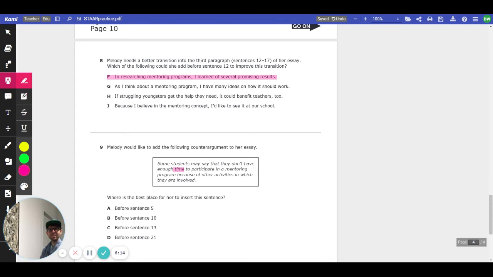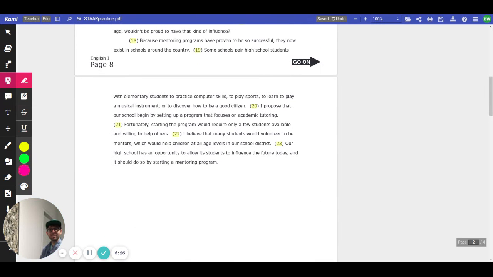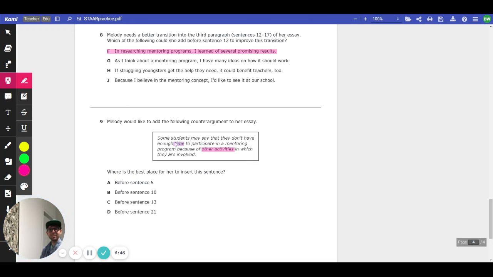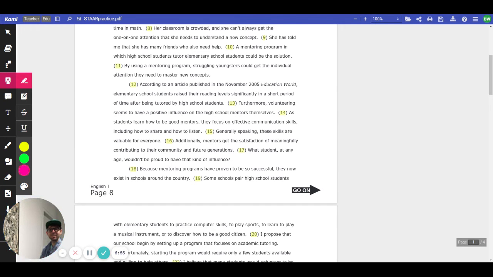So we're looking for stuff in one of these areas that has to do with not having enough time, or being too busy because they're in other activities. So if we go to sentence 21, fortunately, starting the program would require only a few students available and willing to help others. It could be. I believe many students would volunteer to be mentors, which would help children. So that could make sense there. It doesn't necessarily mention time, but it does mention that some students are saying they don't have enough time and they couldn't participate, but others could. So that could work.